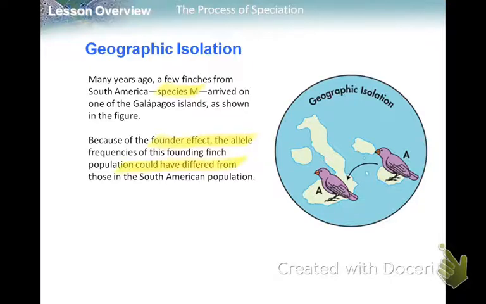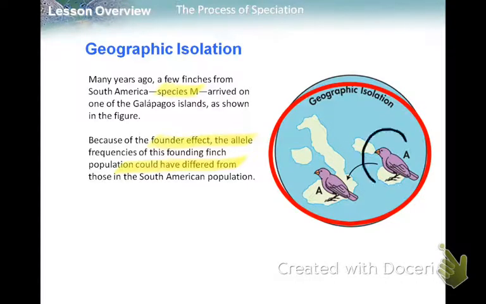Now what we see here is geographic isolation. So here we have species A on one island migrating to another island, and that same thing happens again. So we have this separation between islands and then separation from the original species in South America.